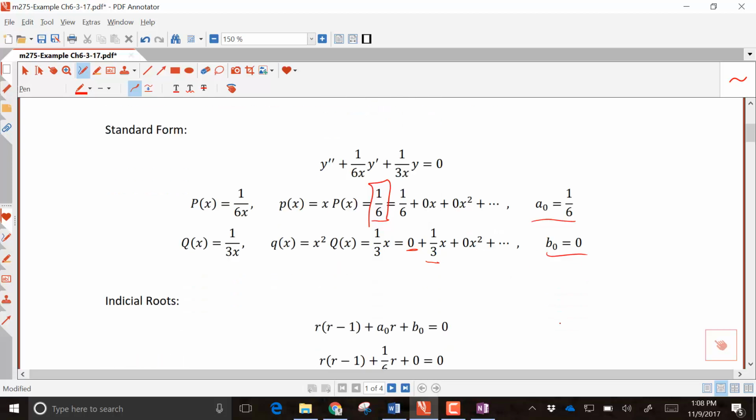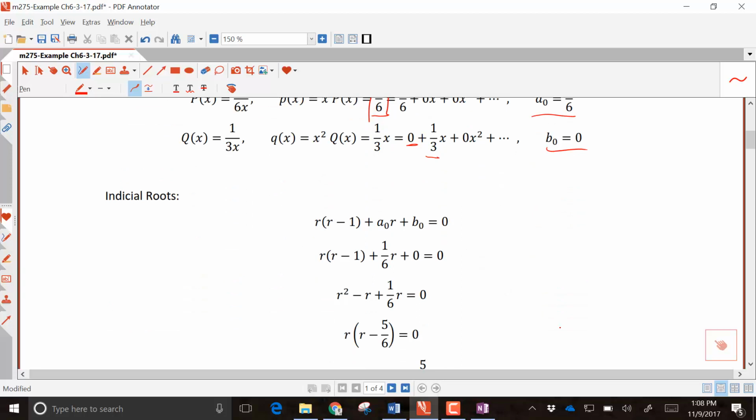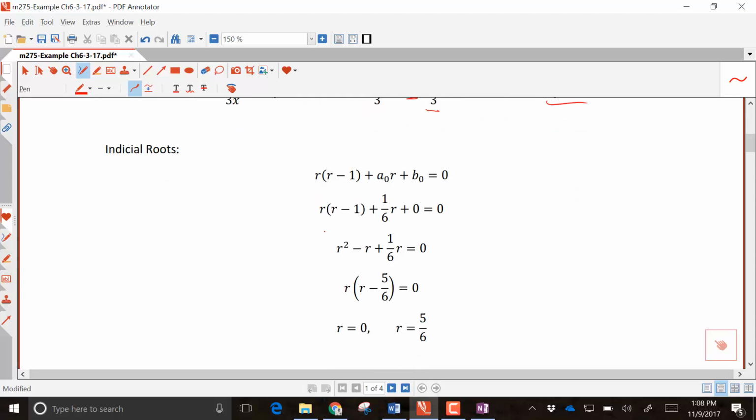Now, your indicial equation is r times r minus 1 plus a naught, whatever a naught was, times r plus b naught, whatever b naught was. If you put those values in, we're going to get the roots 0 and 5/6.